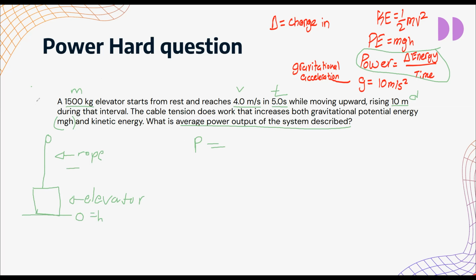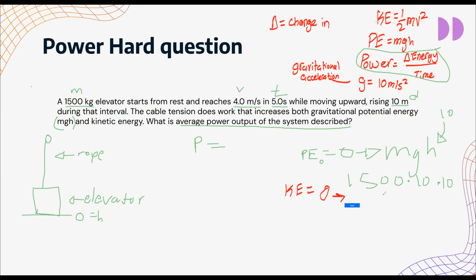I don't know how to draw this. But anyway, imagine bringing it up to a height of 10 meters. So that means we started at potential energy of 0. And this is changing over to mass times gravity times our new height here, which is equal to 10 meters. So it would be 1500 times 10 times 10. That is our change in potential energy.